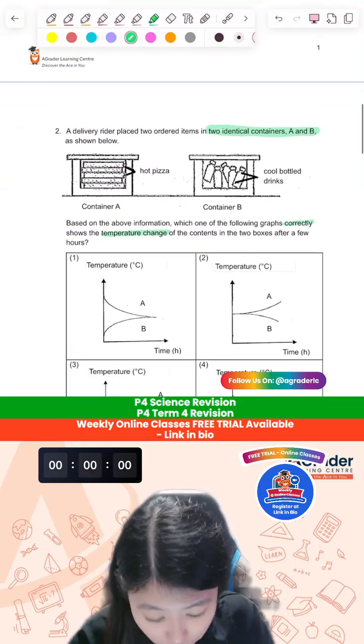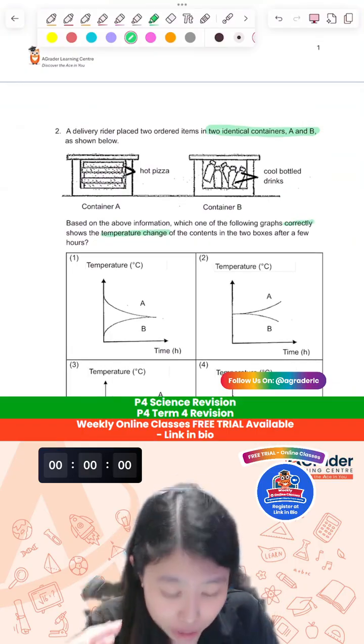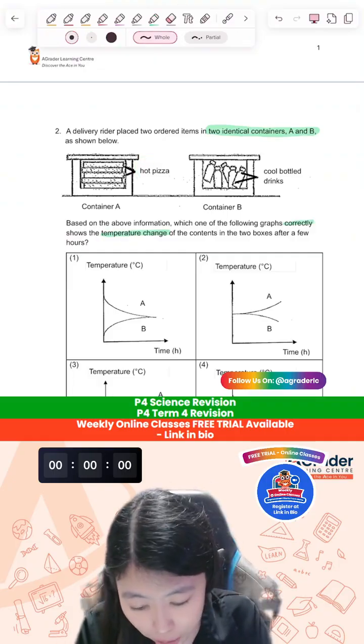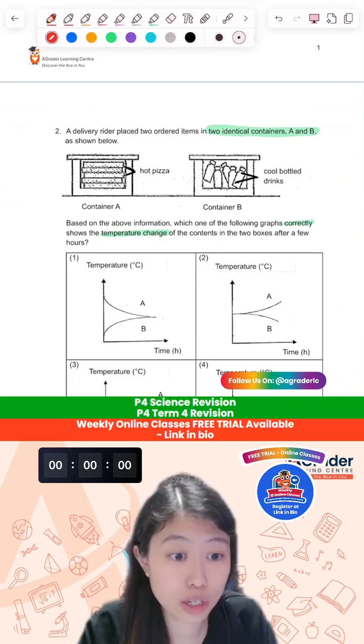So everybody, please take note for this. Always look out for what is so different. A is hot pizza. If it's hot pizza, that basically means the temperature is what at the start?